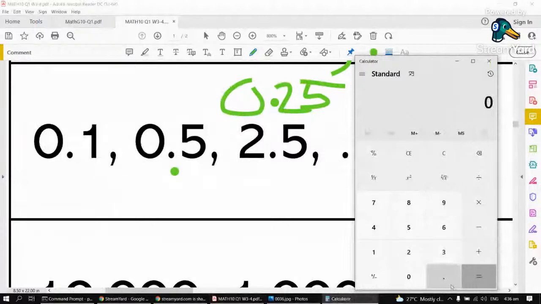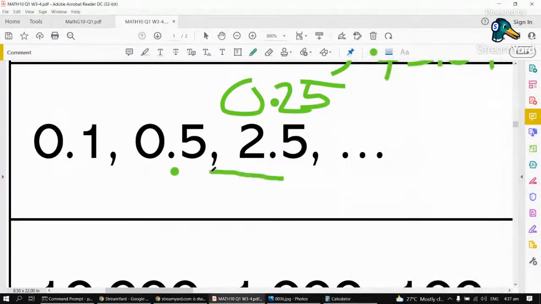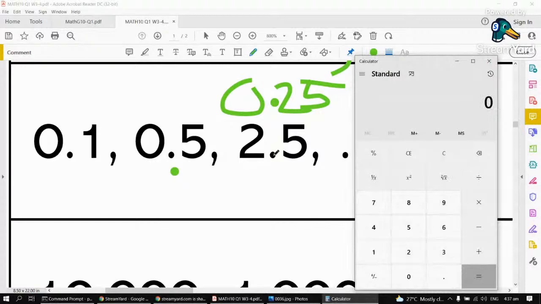Okay, check ka lang, no? 0.5 divided by 0.1 is 5. 0.25 divided by 0.5 is... may mali yata ako. 0.25. Saan ba nakuha yan? Ulitin natin, no?